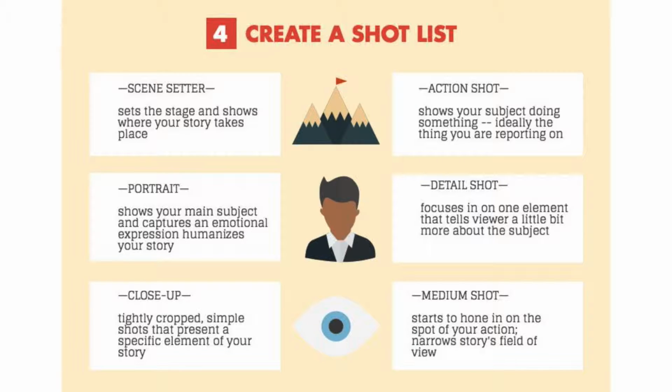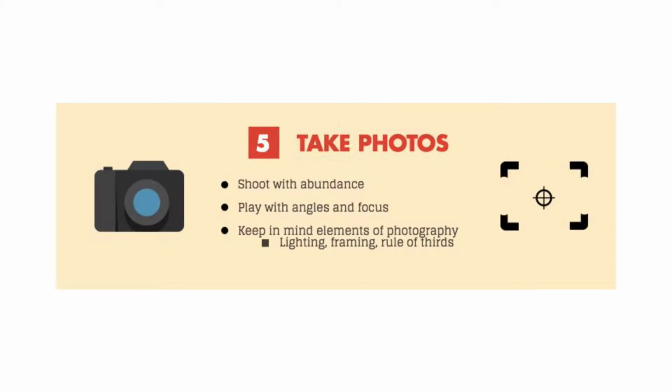Then you have to create a shot list, because when you go out, you have to have a general idea of what kind of photos you want to take. There should be a scene setter, which sets the stage and shows where your story is going to take place, an establishing shot. There's an action shot, which shows people doing what you're reporting on. The portrait, a detail shot and close-up, which show the details of whatever you're reporting on. And then a medium shot.